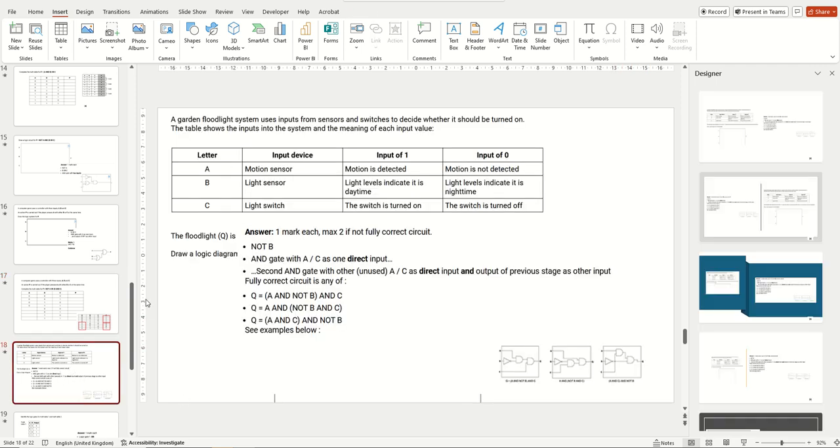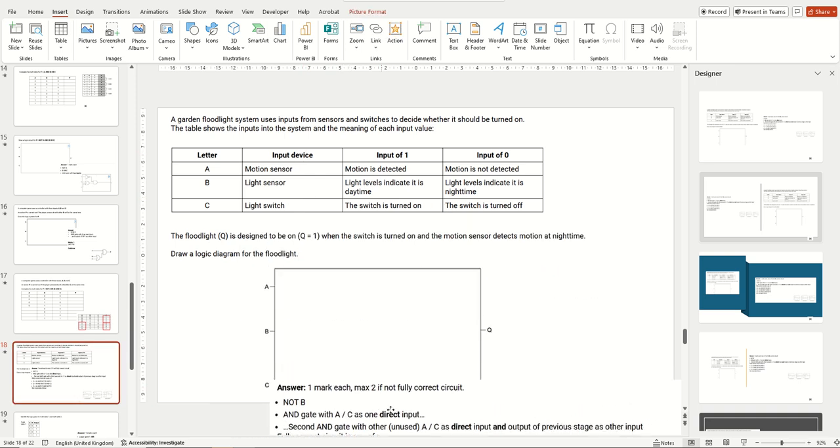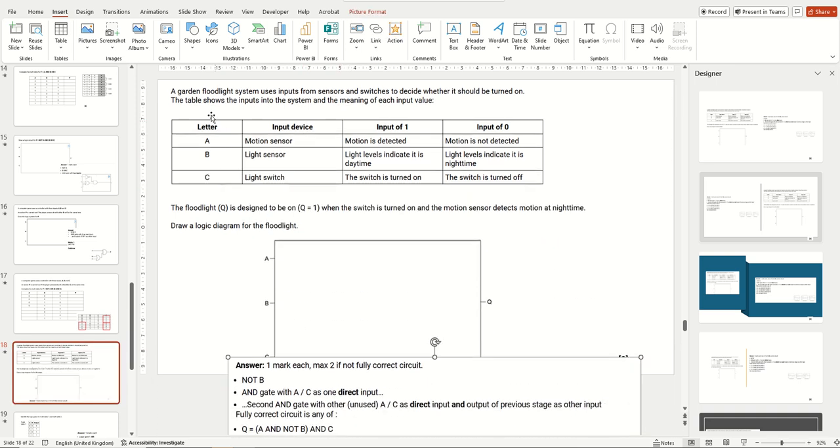So look at this type of question. Now this is a little trickier because it's a scenario, so you've got to try and work out how this scenario could be tested with a logic gate. I'll move the answer down a bit. A garden floodlight system uses inputs from sensors and switches to decide whether it should be turned on. The table shows the inputs into the system and the meaning of each input.